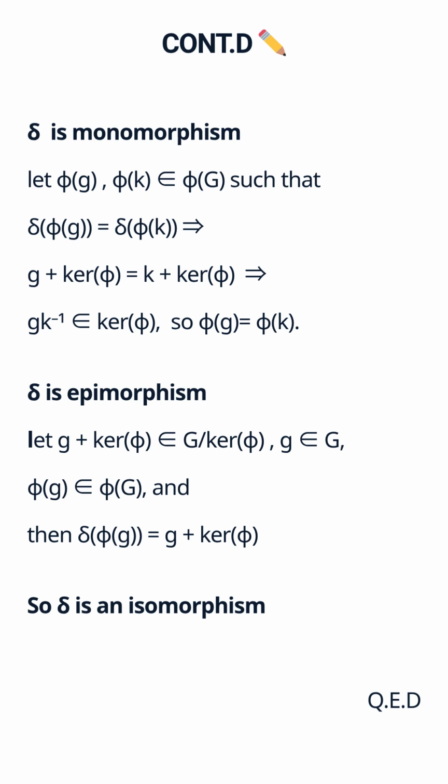So delta is an isomorphism from the image of phi to the quotient of G by the kernel of phi.